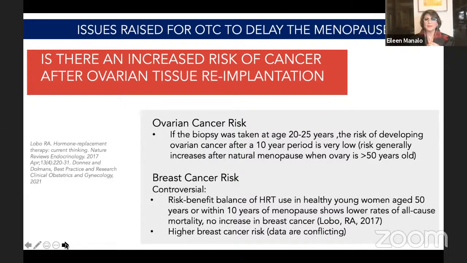We talk about breast cancer risk, and you know that the relationship between breast cancer and hormone therapy is very tenuous, very controversial. Now, we have Rogerio Lobo, who did a reanalysis of the WHI data in 2017, saying that the risk-benefit balance of HRT used in healthy young women aged 50 years or within 10 years of the menopause shows lower rates of all-cause mortality with no increase in breast cancer.